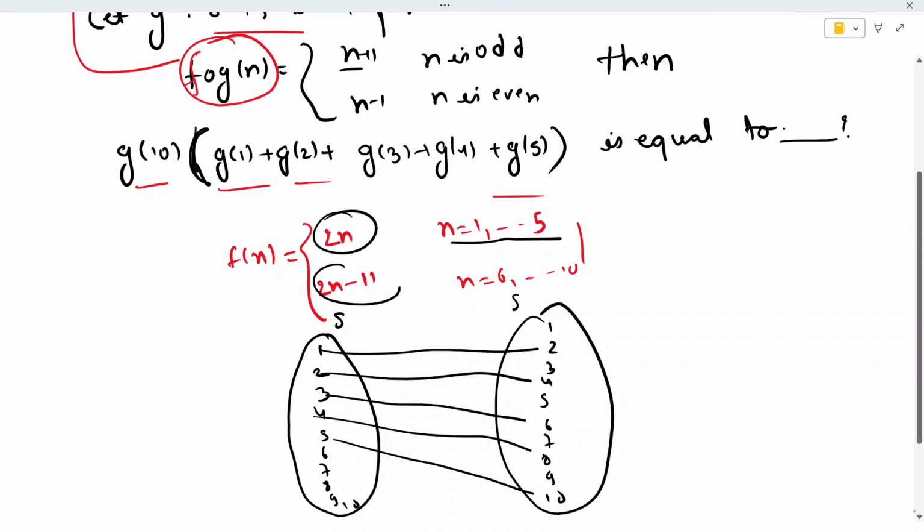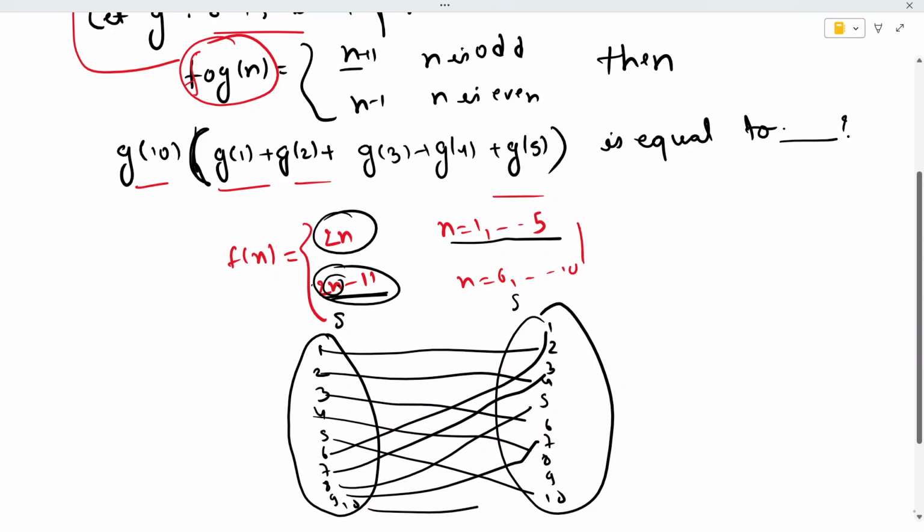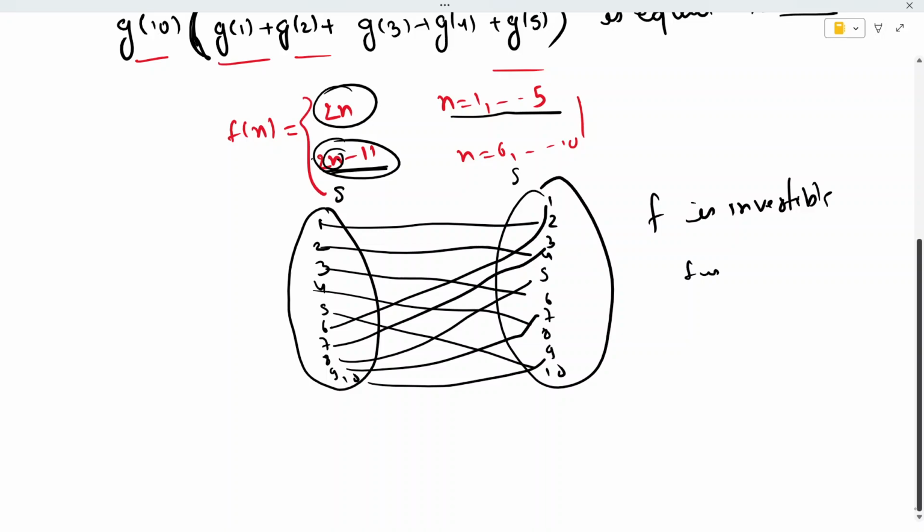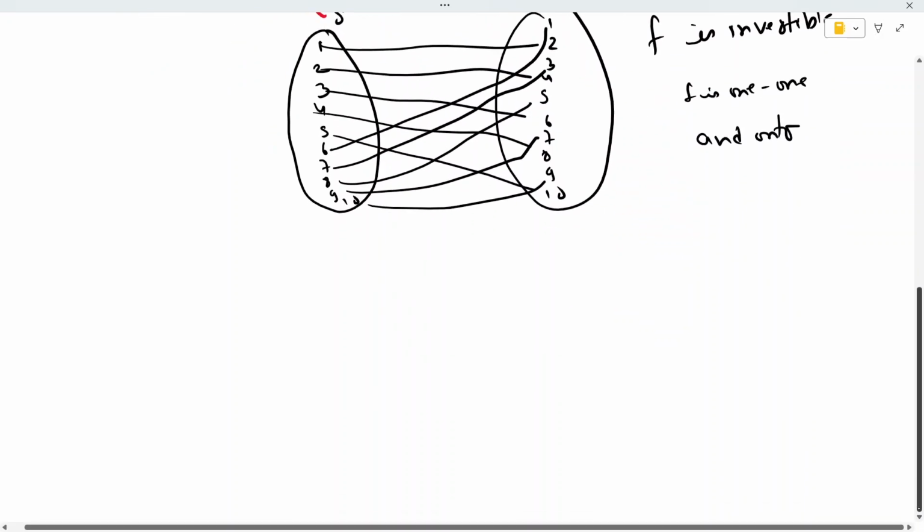Now from 6 onwards up to 10, this is defined as 2n minus 1. When you put 6, 2 sixes are 12 minus 1, that is 11... that gives 11 minus 10... that is 1. When you put 7, that is 3. When you put 8, you get 5. When you put 9, you get 7. When you put 10, you get 9. This shows that f is invertible. Invertible means the function is one-one and onto.